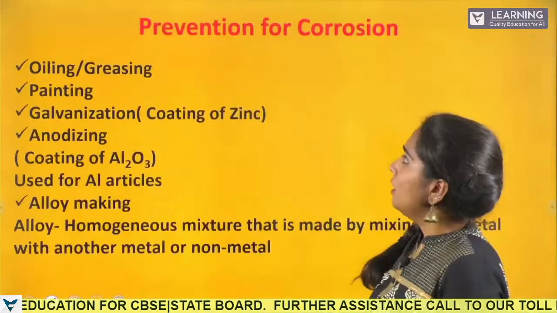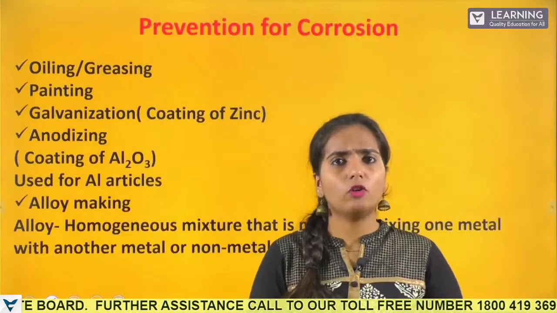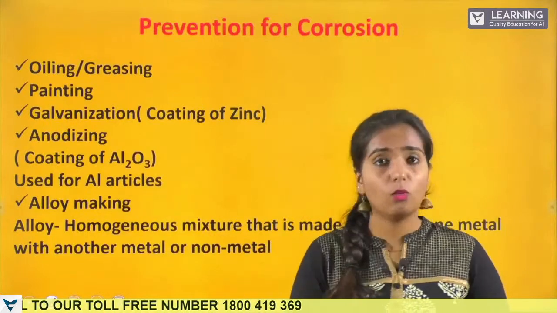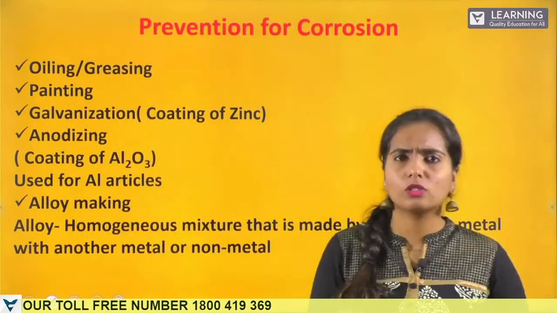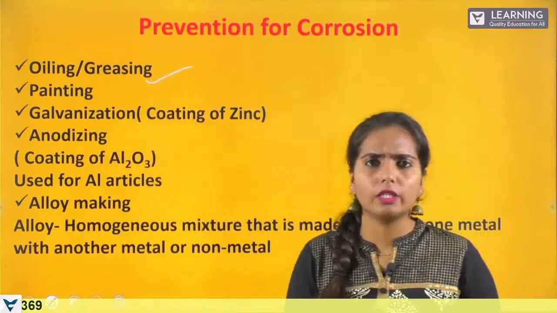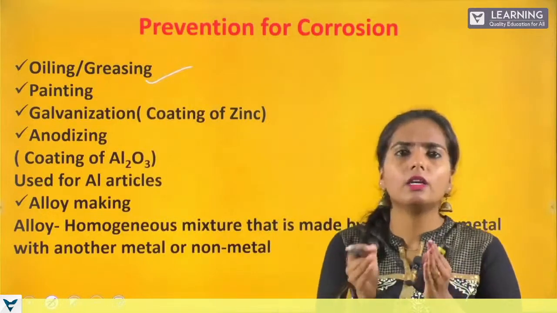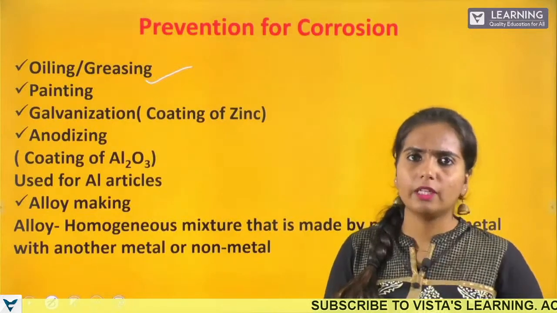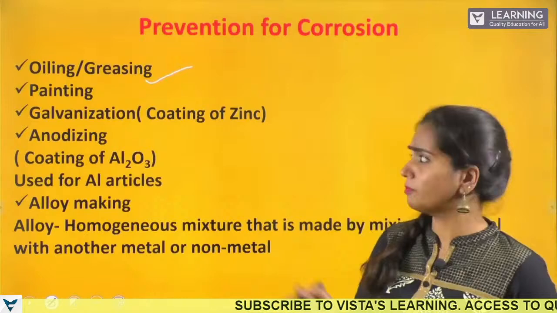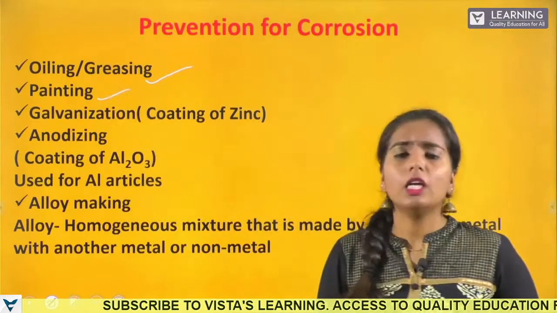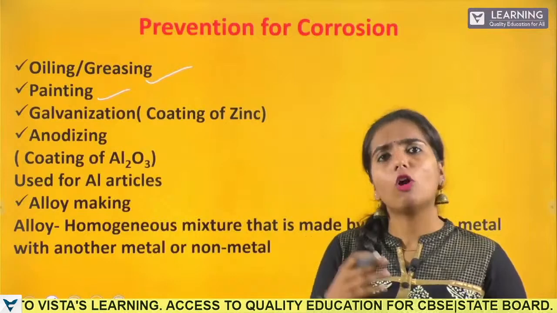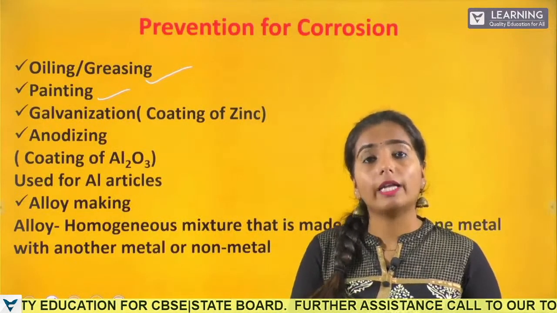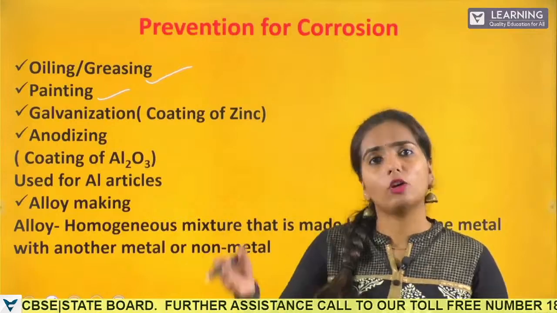Now, how can you prevent it? Prevention of corrosion happens in 4 or 5 ways. What are those? First one is oiling and greasing. Oiling and greasing is a temporary prevention, to protect the substance for a small amount of time. Second one is painting. If you paint the substances, it will also protect them for some time from getting corroded.